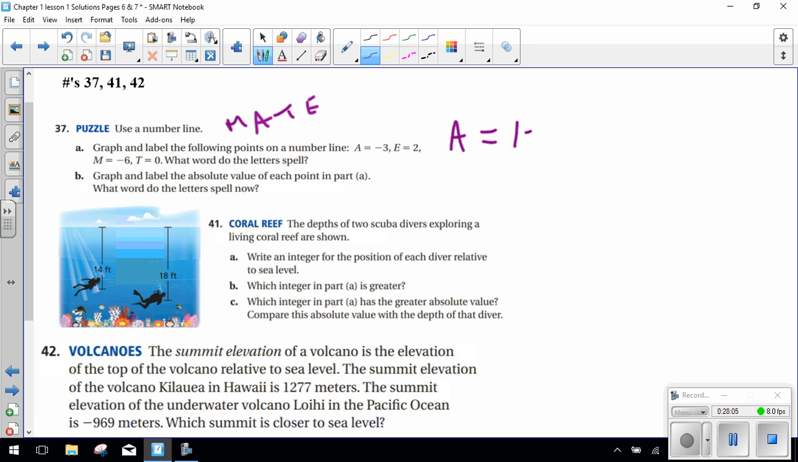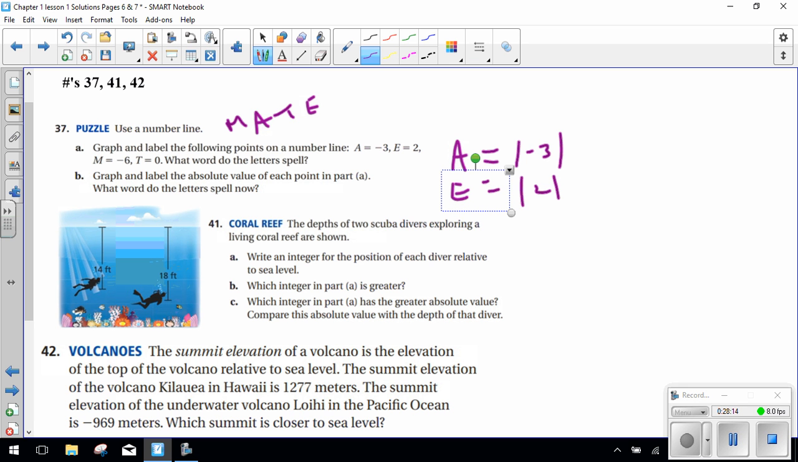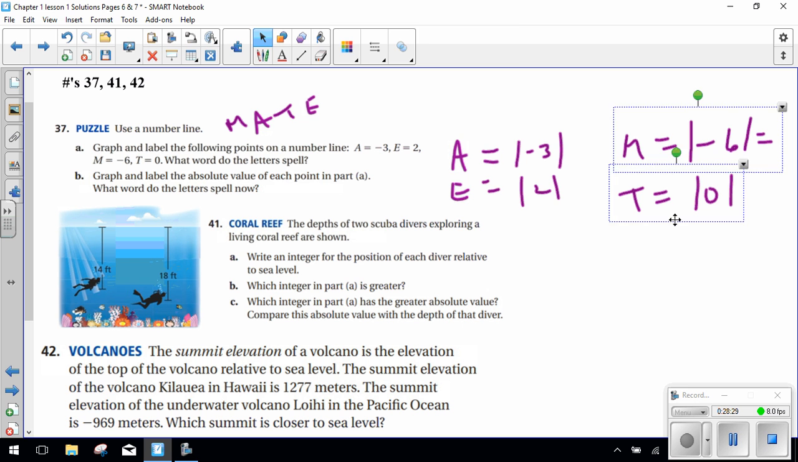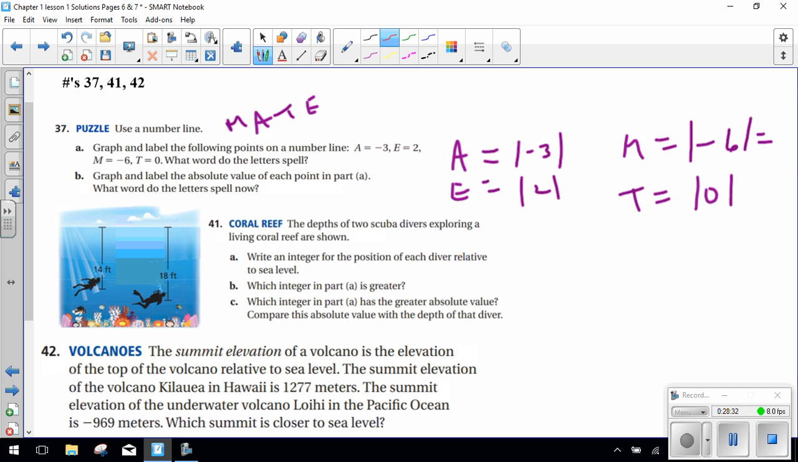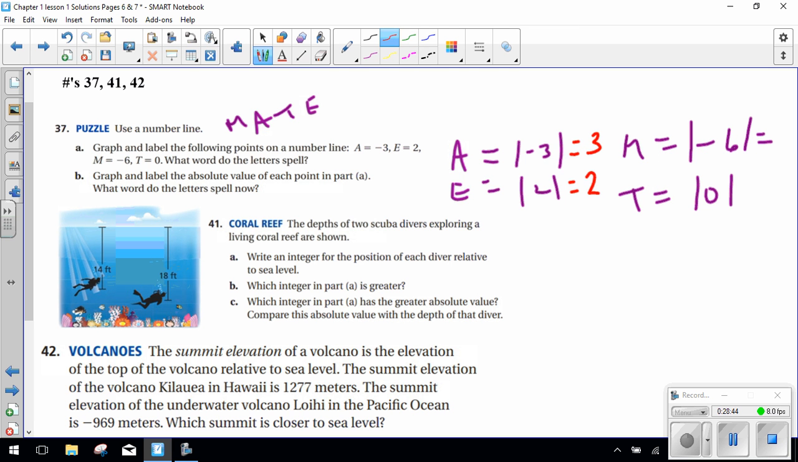A equals the absolute value of negative 3. E is equal to the absolute value of 2. M is equal to the absolute value of negative 6. And T equals the absolute value of 0. Okay, so let's find the absolute value of each of these. What's the absolute value of negative 3? Hopefully you're saying 3. The absolute value of 2 is 2. The absolute value of negative 6, oops, I think I'm too close to the edge here, and the absolute value of 0 is 0.